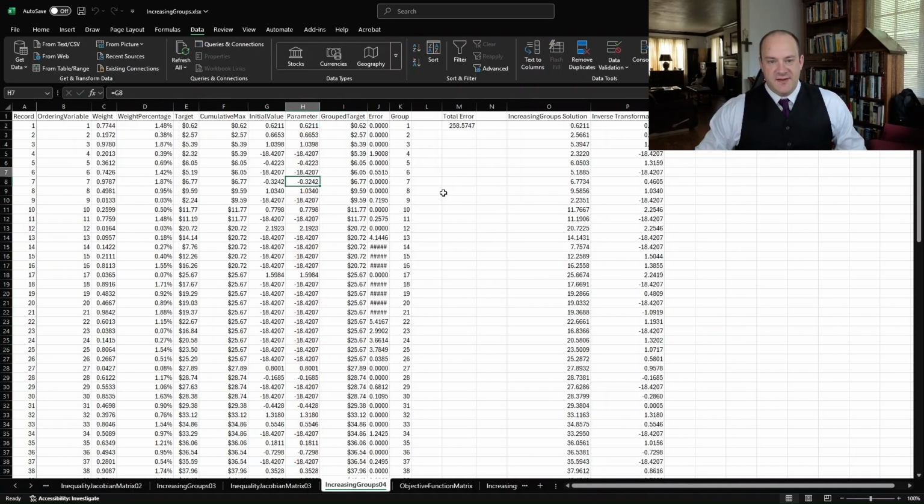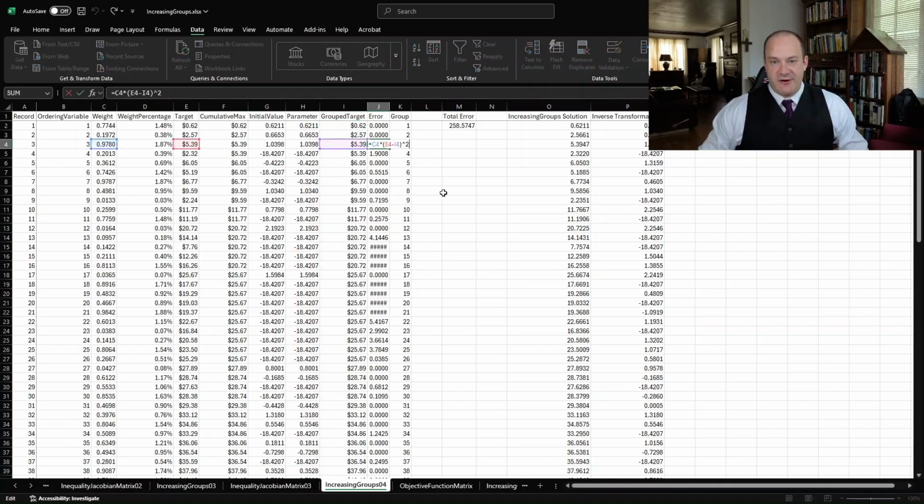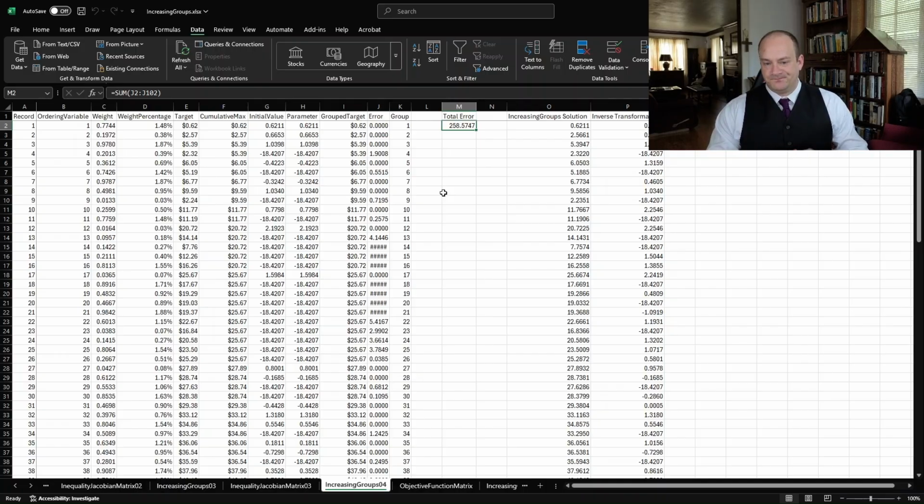That's how we are representing the parameter now. Column H is what is varying, but then we are transforming that in column I to give rise to the grouped target. Then we compute the weighted error, and here's the total error. You can run this if you like in Excel. We will not be running it here.